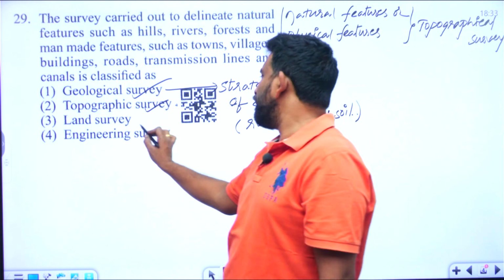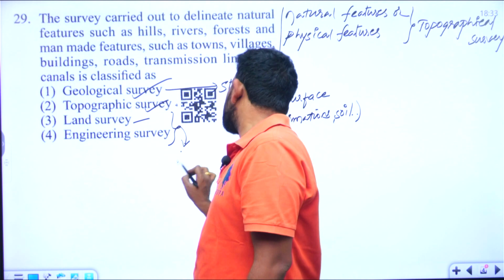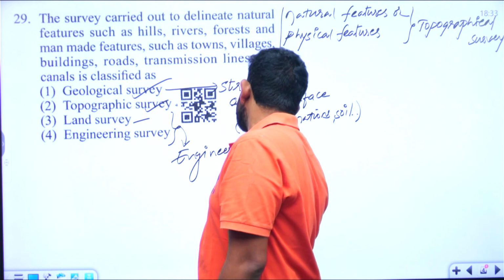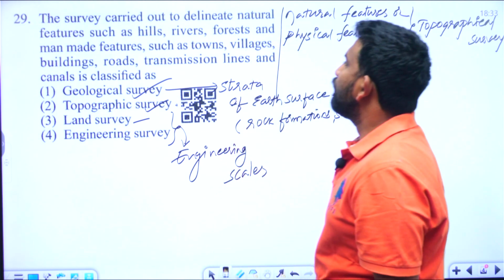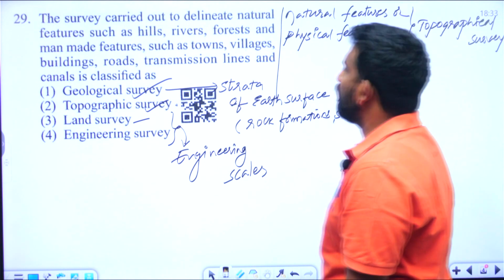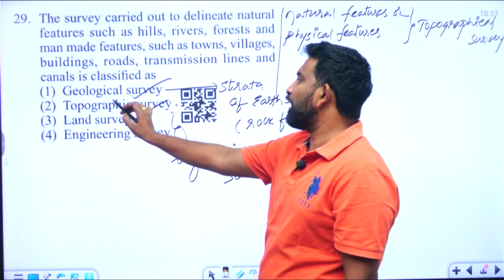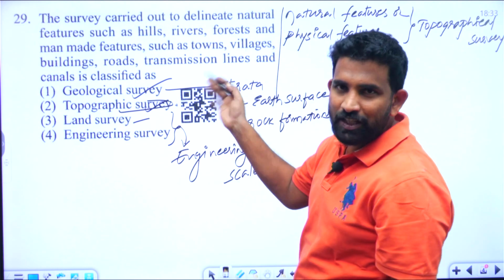Okay. Land survey deals with all the measurements, and both land survey and engineering survey will be dealing with the natural features such as hills, rivers, forests, and man-made features such as towns, villages, buildings, roads, transmission lines, etc. and canals are classified as. Remember, the answer for this question will be topographical survey because topographical survey deals with the physical features.